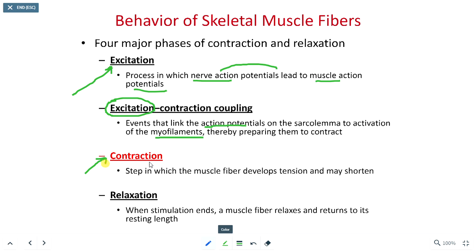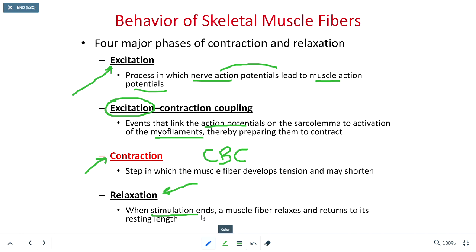Contraction itself is sometimes referred to as the cross-bridge cycle. I'm writing with a computer mouse right now, so I'm not going to be able to write out cross-bridge cycle in a timely fashion for you. This is going to be a cyclical process that happens over and over and over again as the sarcomere is contracting. And then finally, we're going to talk about relaxation.